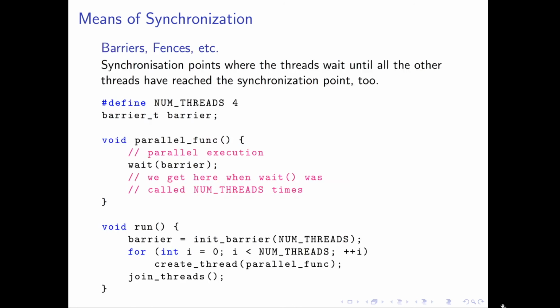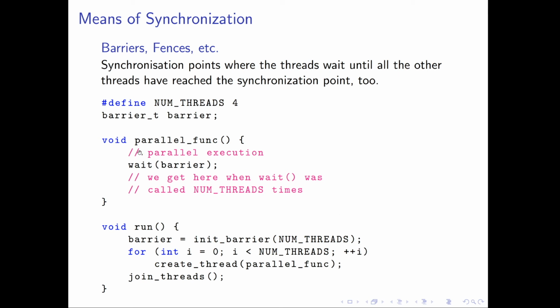Apart from critical sections, there are also a bunch of other synchronization mechanisms, and we'll now discuss a few of them. One synchronization mechanism is a barrier or a fence, and barriers and fences are quite important because they are also used by GPU APIs that we will discuss later. And they are actually pretty simple means of synchronization, and they work by just setting up a barrier, and we tell the barrier initialization function how many threads we are waiting for.